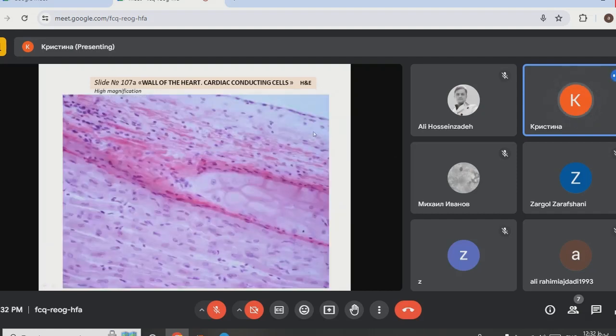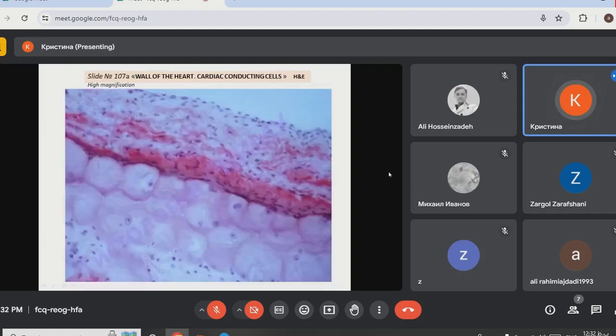The same at high magnification. This is the endocardium, loose connective tissue, myocardium, inside which we see here working cardiomyocytes, and these are conducting cardiomyocytes. They are large, oval or round in shape, with one or two nuclei. In some cells nuclei are not seen, they are not included in the section, and very thin pinkish myofibrils. The same as here, endocardium, conducting cardiomyocytes, myofibrils inside them at the periphery of the cells.